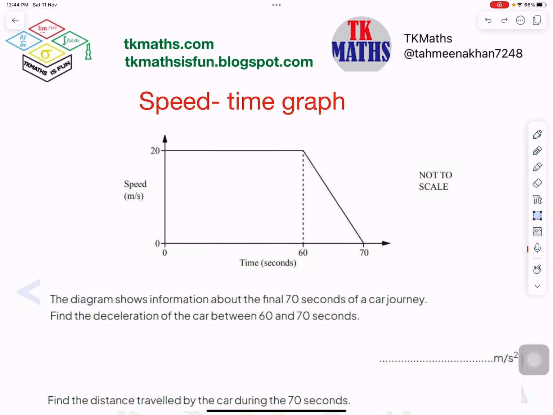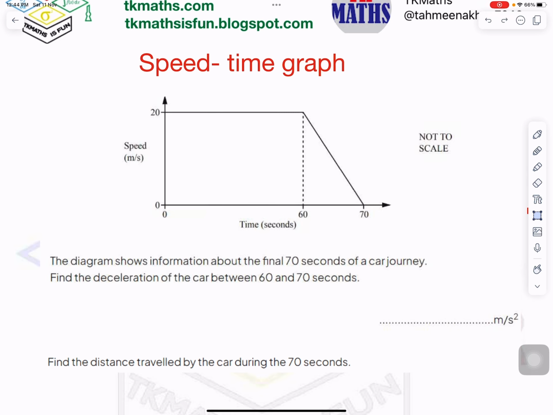In today's video, we will study the speed time graph and what its characteristics are. If you look at this graph and you have to find out, for example, the speed for the first 60 seconds, do not look at any question, just look at the graph right now. If I say what is the speed between 0 to 60 seconds, you will just look at this line. So what is the speed? 20 meter per second. Meter per second we get from here. So speed is 20 meter per second.